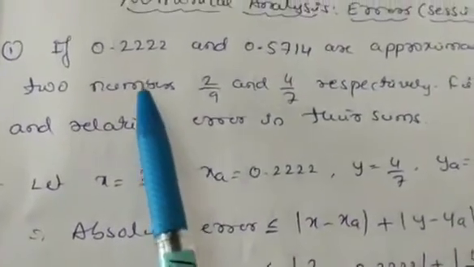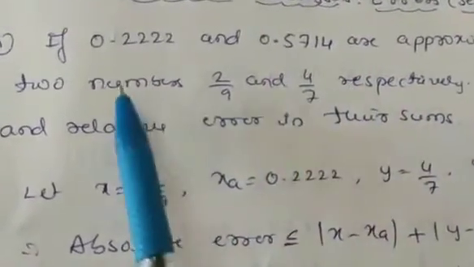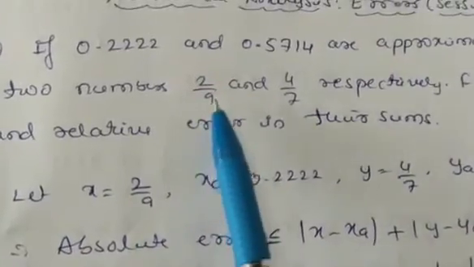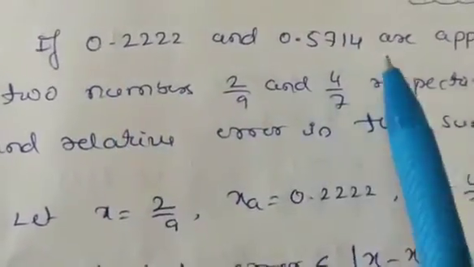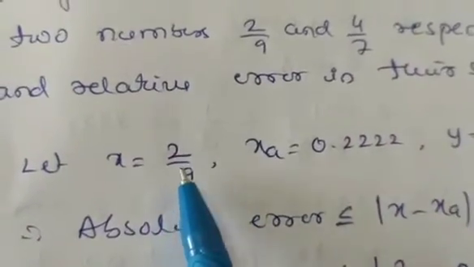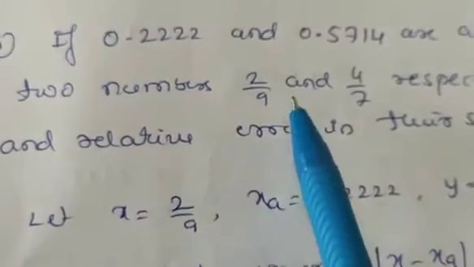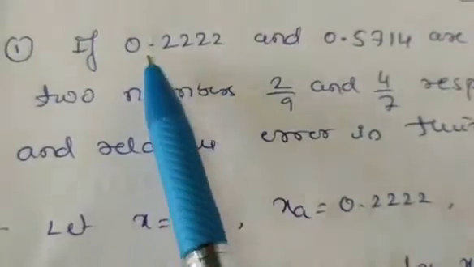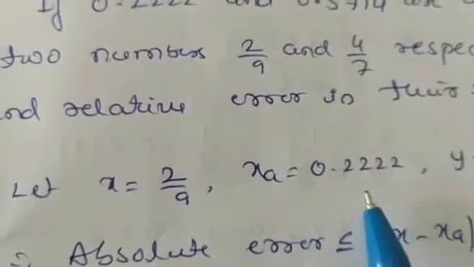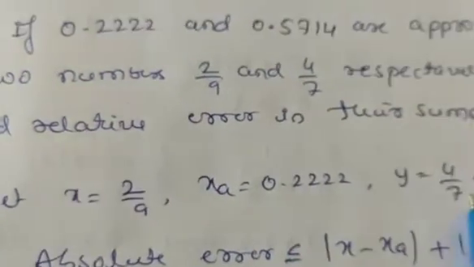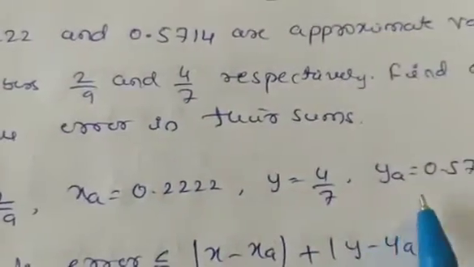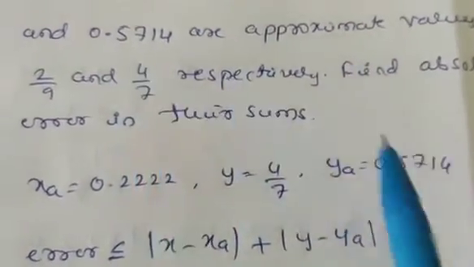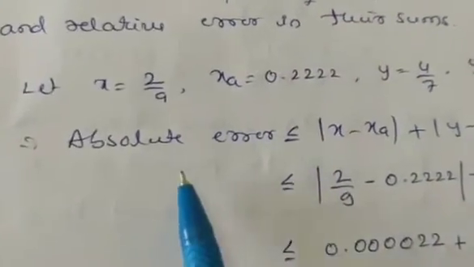So these are approximate values. Exact numbers are 2 by 9 and 4 by 7 and the approximate values are given here. So x is equal to 2 by 9, this is the exact number, and its approximate number is 0.2222. The other exact number is 4 by 7 and its approximate number is 0.5714.